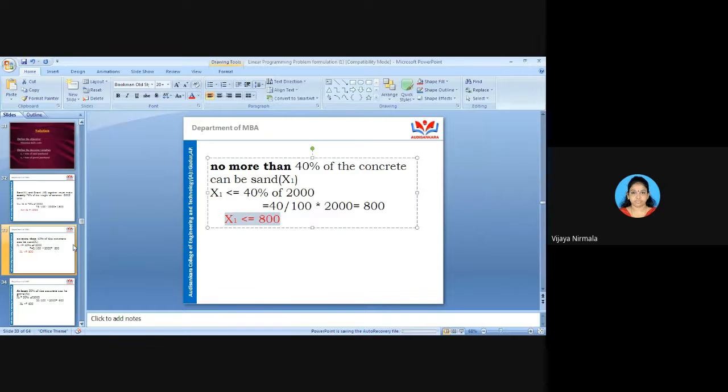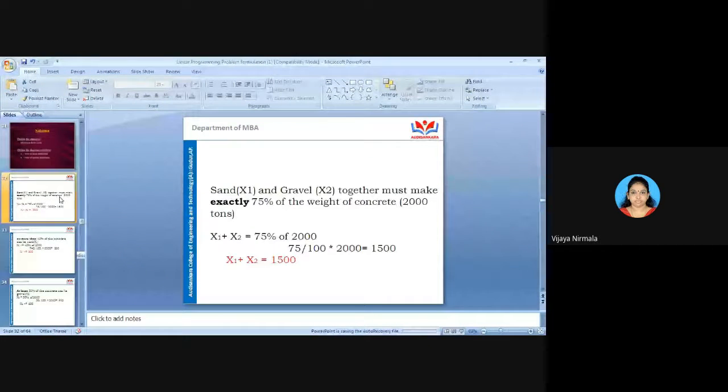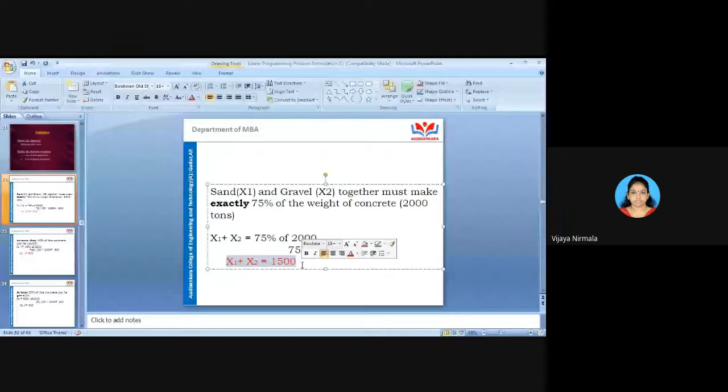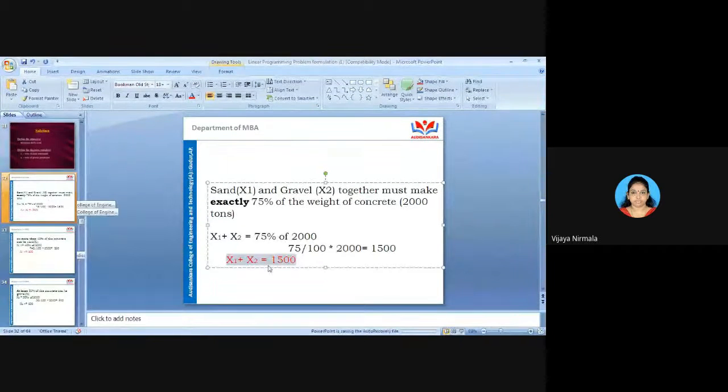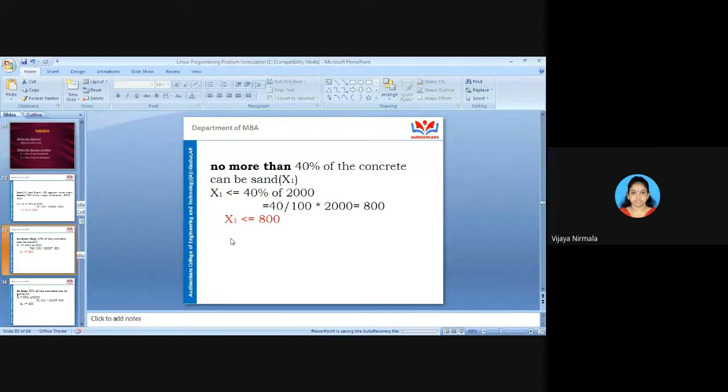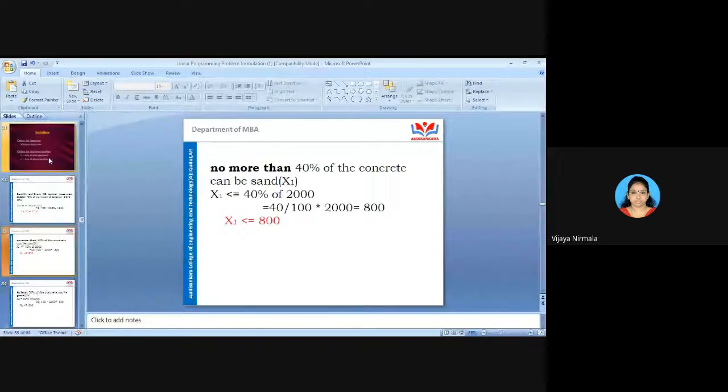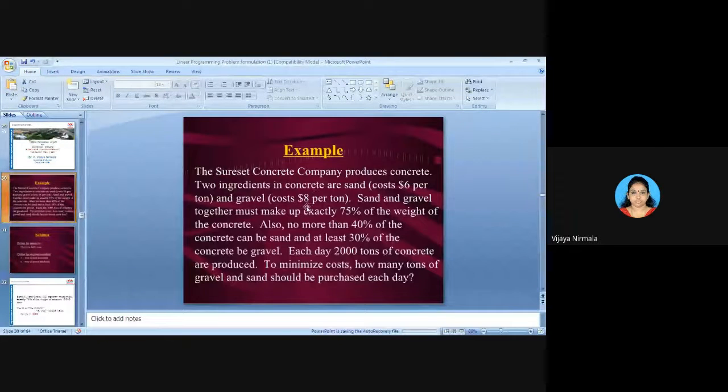I think you are clear with the second constraint also. The first constraint you have already written, I have highlighted. So those are the constraints: x1 plus x2 is equal to 1500, and the next one is x1 less than or equal to 800. Clear? And the other constraint is also there in the problem, right?